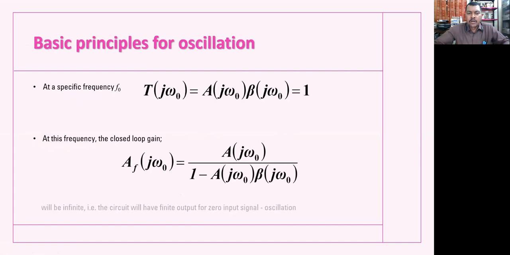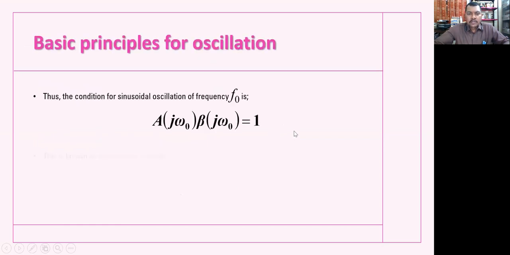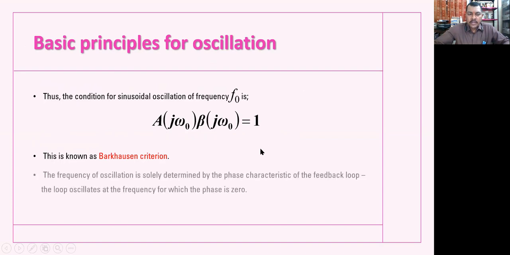These are some of the derivation portions of that. This is the imaginary portion, J of the angle. And this is a condition which is known as the Barkhausen criteria, that the gain of the amplifier as well as the gain of the feedback circuit should be equal to unity. And this is known as the Barkhausen criteria.